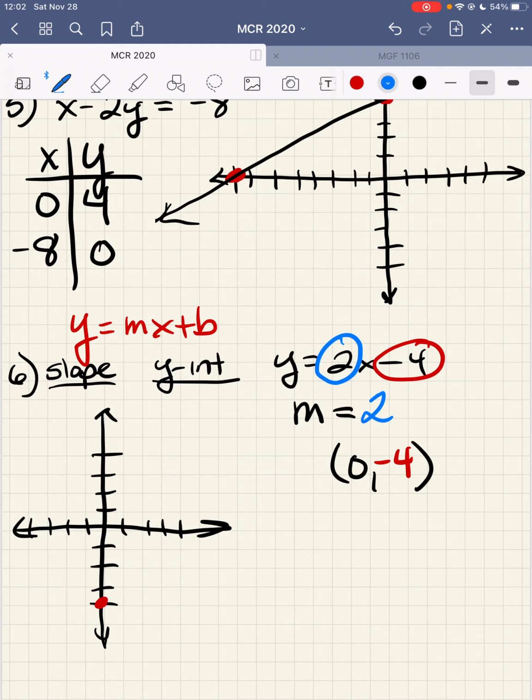And then from there, I'm going to use my slope. My slope is 2, which is the same thing as 2 over 1. So I'm going to rise up 2 and then go to the right 1. Rise up 2, to the right 1. And if I wanted to, I can also do it again: rise up 2, go to the right 1. And then go ahead and draw my line.